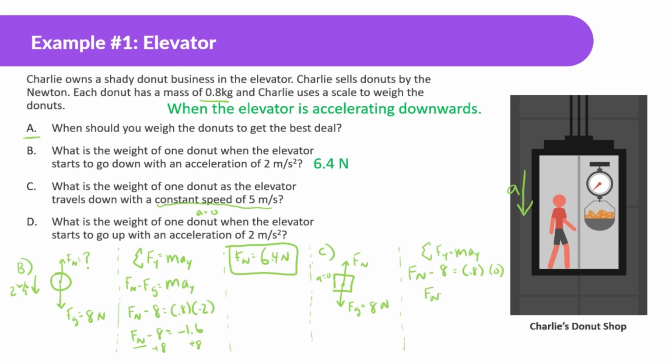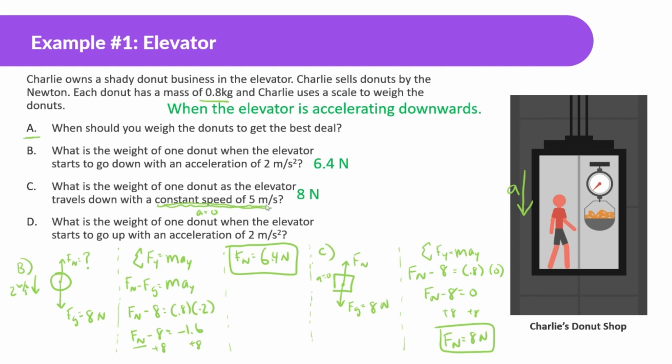So this now shows force normal minus 8 equals 0. We can bring 8 to the other side, and we can just say force normal is equal to 8 newtons. So the weight of one donut is going to be 8 newtons. Okay. So anyway, that just shows when it's constant speed, the force of gravity and then force normal are going to be the same. So the scale will read the same thing.